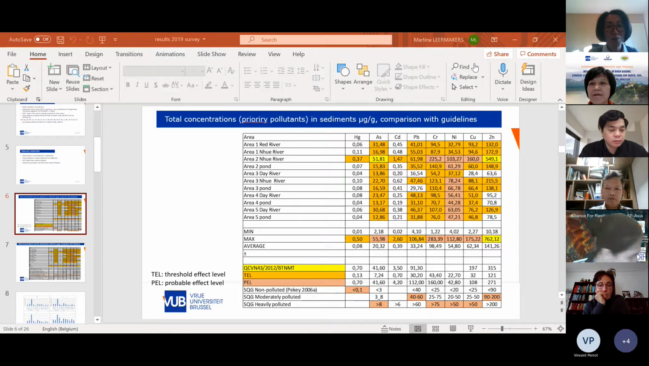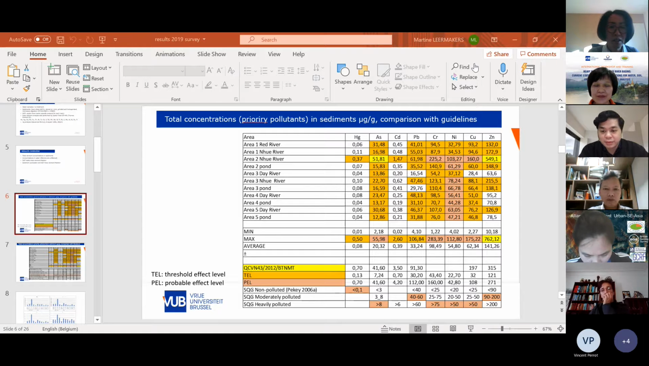This is a very small project. Financially, we also have a very limited budget. We cannot do everything everywhere. So we focus on the rivers we proposed. So that's a little bit of a pity.